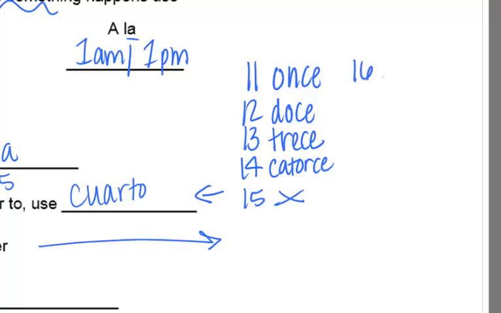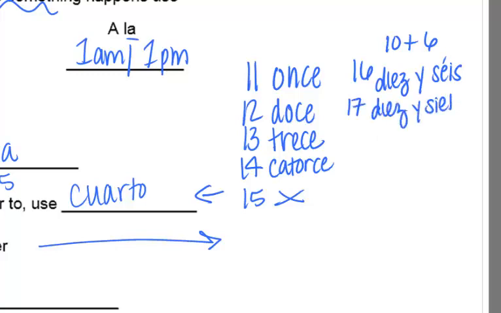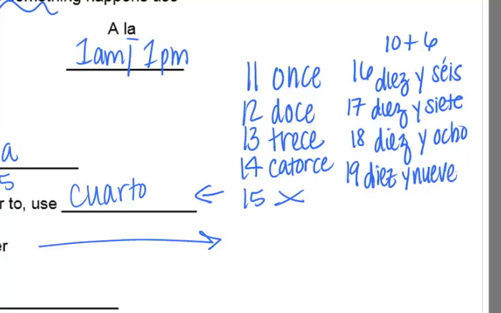Then the number 16 actually starts a pattern that we can follow. And a couple of the classes have already started talking about this, that 16 is really 10 plus 6. So when you say it, you say diez y seis. 17 follows the pattern, diez y siete. 18, diez y ocho. 19, diez y nueve. And then 20 is a completely new one. 20 is veinte. Then 20 starts the same pattern all over again.